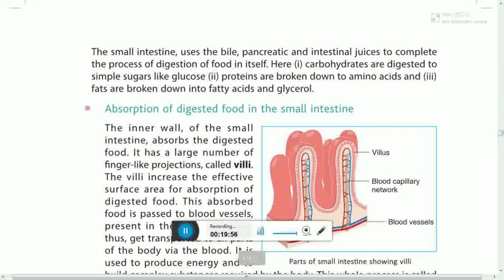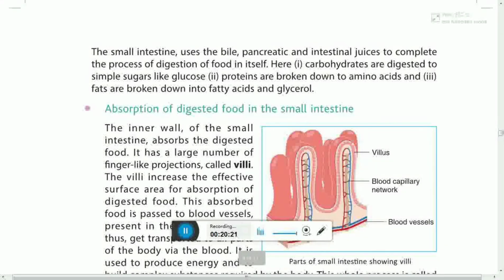The process of digestion of food itself. Here, first carbohydrates are digested to simple sugar like glucose, proteins are broken down to amino acids, and fats are broken down into fatty acids or glycerol.